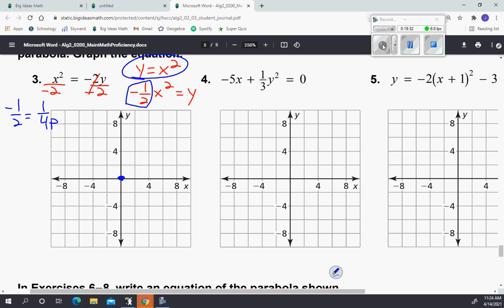And I want to solve for p. I'm going to multiply by negative 2 on both sides. So I get 1 equals negative 2 over 4p. I'm going to multiply by 4p on both sides. 4p equals negative 2. And I'm going to divide by 4. p equals negative 1/2. So my distance from my vertex to my focus is negative 1/2. So I'm going to go to my vertex, go down 0.5, which is about right there. And that's my focus. My directrix is 0.5 above there, right here.